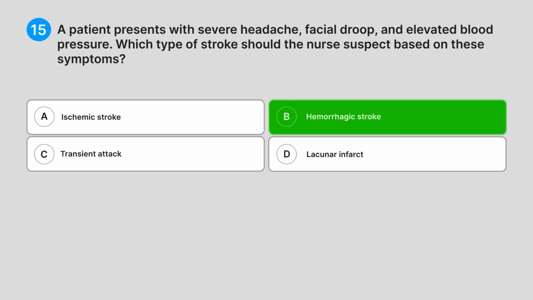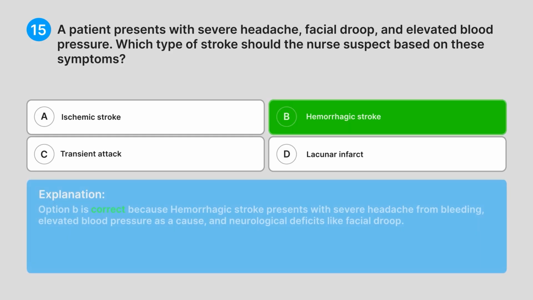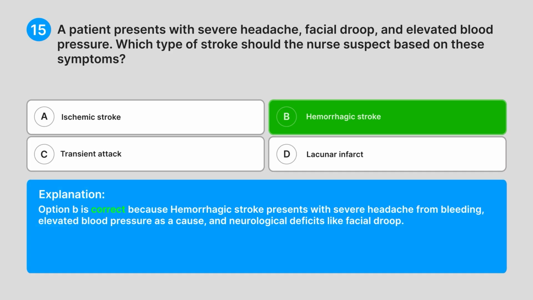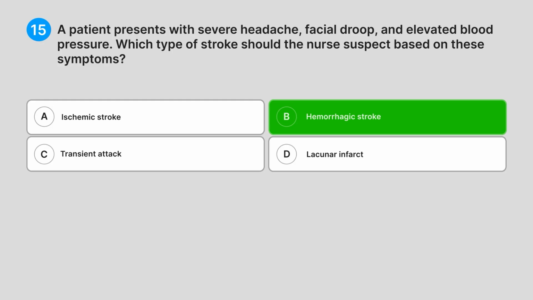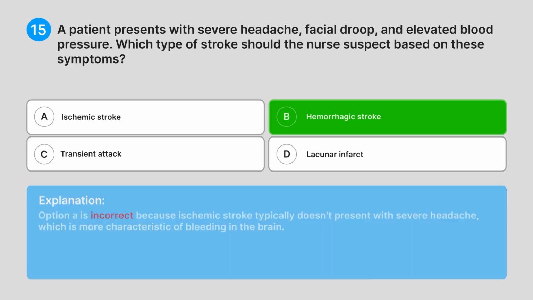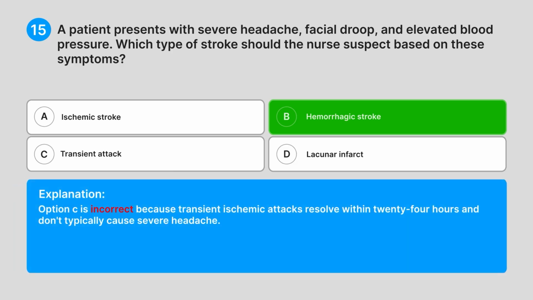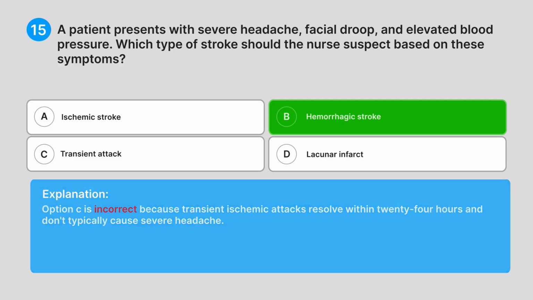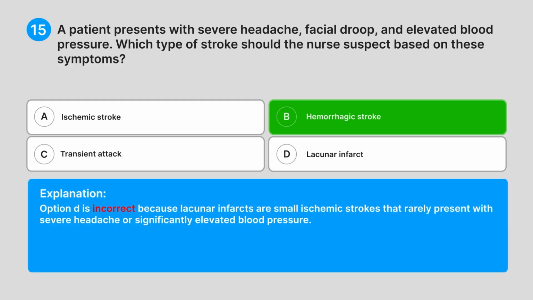Correct answer, B. Hemorrhagic stroke. Explanation. Option B is correct because hemorrhagic stroke presents with severe headache from bleeding, elevated blood pressure as a cause, and neurological deficits like facial droop. Option A is incorrect because ischemic stroke typically doesn't present with severe headache, which is more characteristic of bleeding in the brain. Option C is incorrect because transient ischemic attacks resolve within 24 hours and don't typically cause severe headache. Option D is incorrect because lacunar infarcts are small ischemic strokes that rarely present with severe headache or significantly elevated blood pressure.